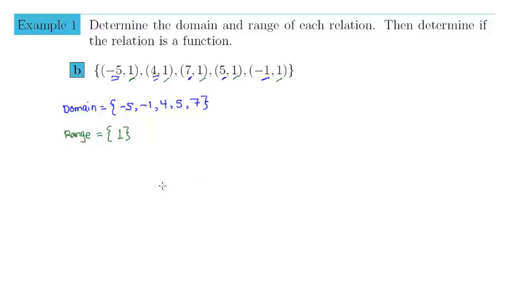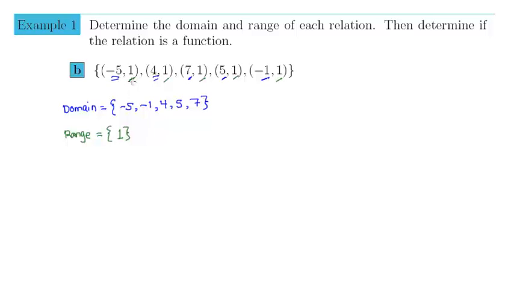Now, is this relation a function? In order for it to be a function, each element in the domain must map to one element in the range. How do you determine that? Well, look and see if your x values are repeated. Notice here -5 maps to one thing, and it doesn't map anywhere else. 4 goes to one element. 7 goes to one element. 5 goes to one element. -1 goes to one element. The x values do not repeat.